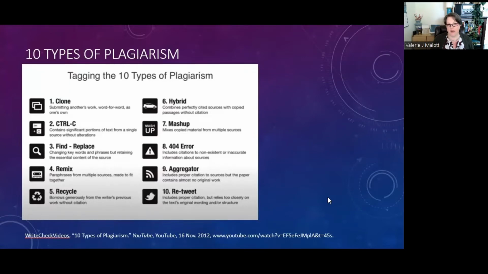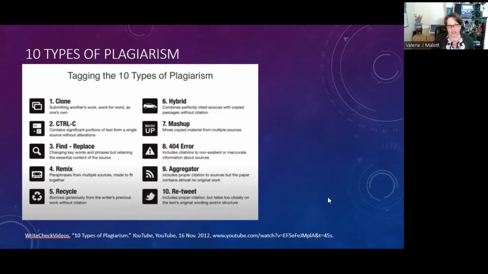Control C, which is actually the shortcut for copy. And that means it contains significant portions of the text from a single source without alterations. So you may be copying and pasting large parts of the text, skipping over others. And yeah, that's not acceptable.